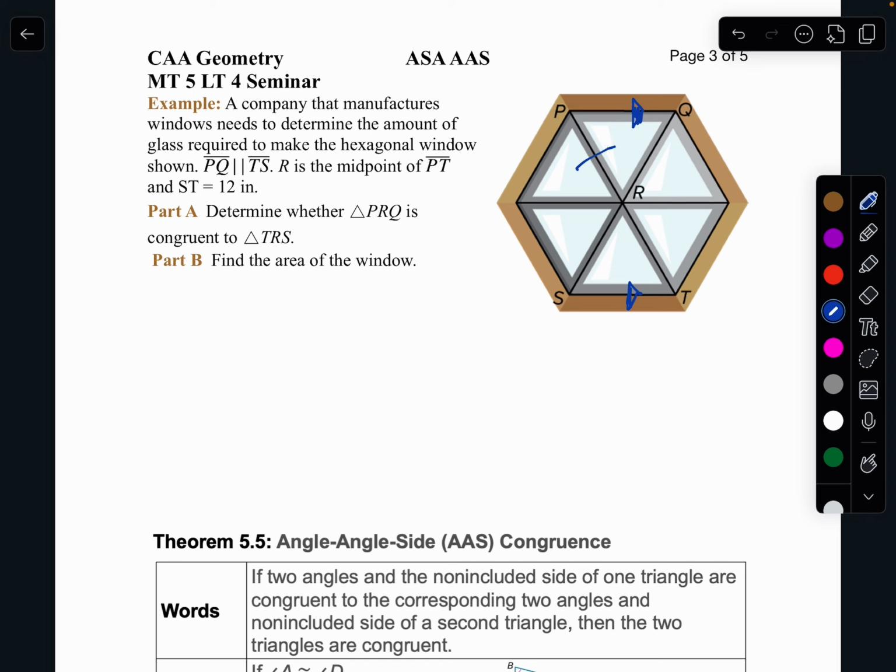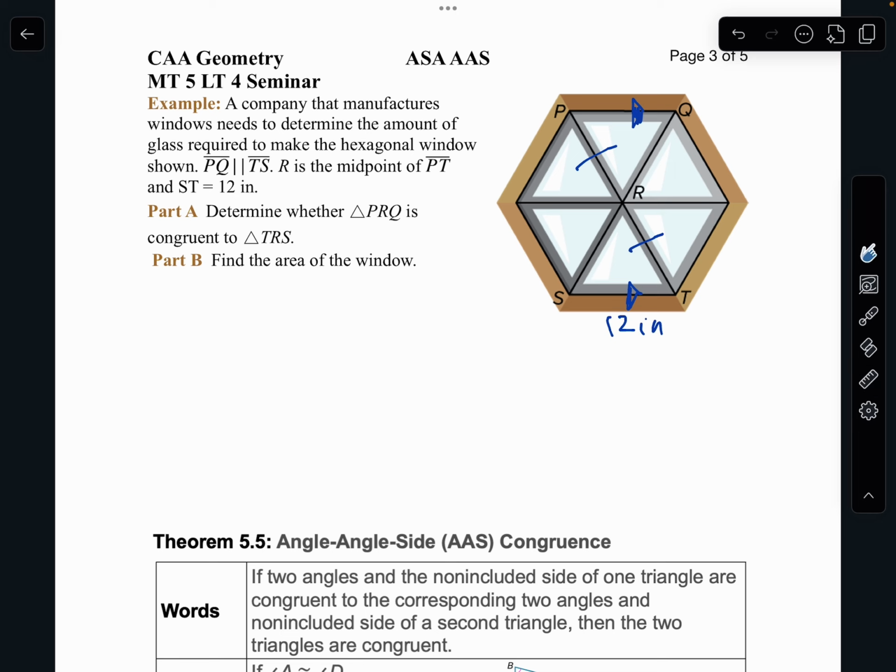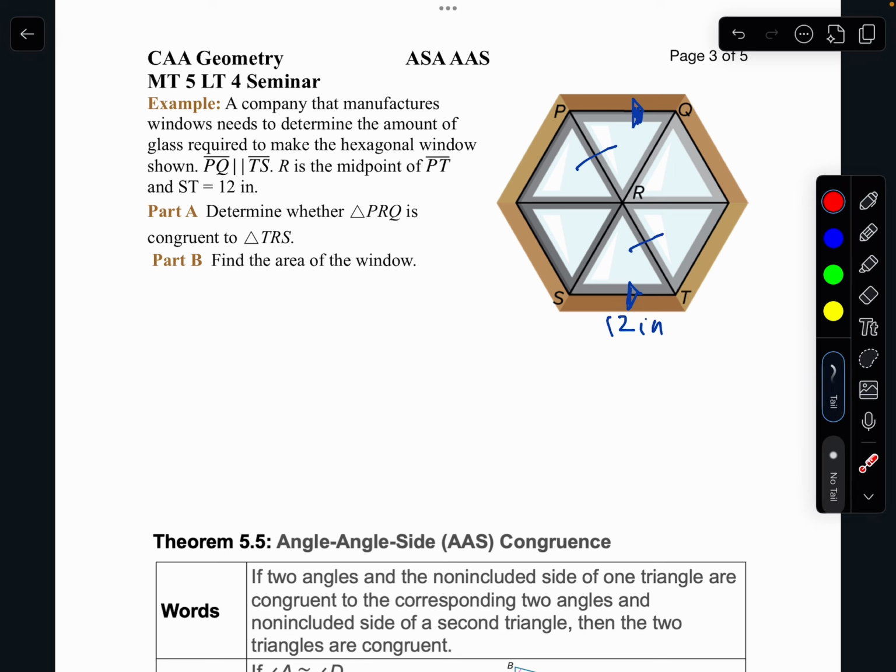We're told R is the midpoint of PT. So in other words, I know PR and RT are the same. And we know S to T is 12 inches. Well, because we have parallel lines, we should look for all those things we know about parallel lines, like alternate interior, alternate exterior, corresponding. So I've got this angle T here and the angle P up there.